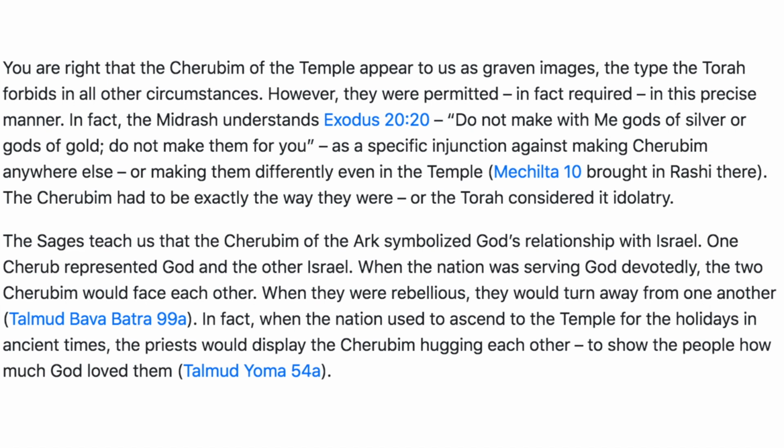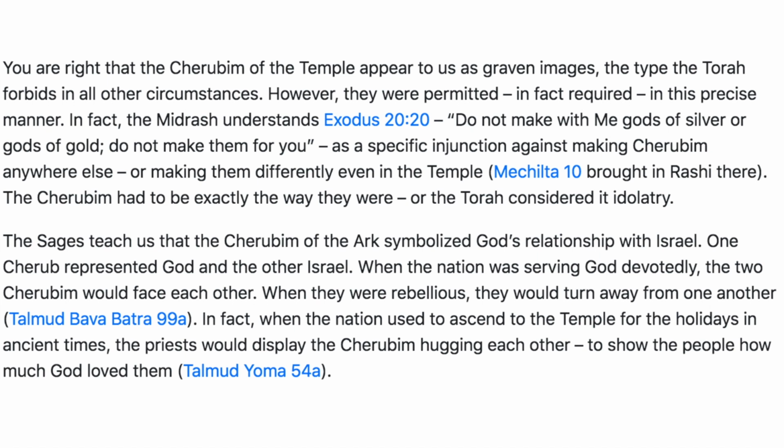The sages teach us that the cherubim of the ark symbolized God's relationship with Israel. One cherub represented God and the other Israel. So you see there, one of the cherubs is representing God. So it is an idol. When the nation was serving God devoutly, the two cherubim would face each other. When they were rebellious, they would turn away from one another. That is mentioned in Baba Batra 99a in the Talmud.